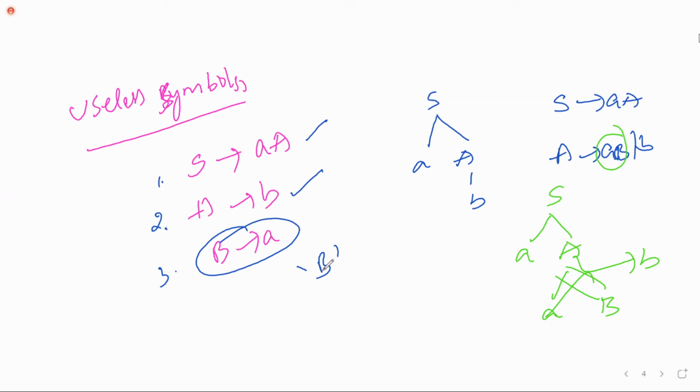Reachable means from the starting symbol. The starting symbol is S. From S, we are not able to reach B. So unreachable states or unreachable variables are useless symbols. So the first thing is clear, right?